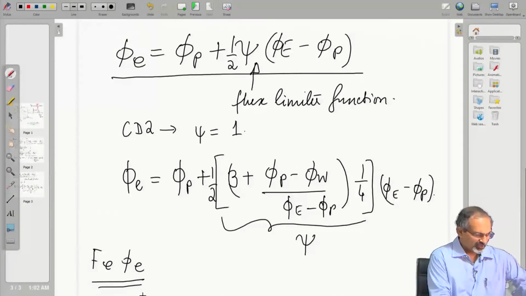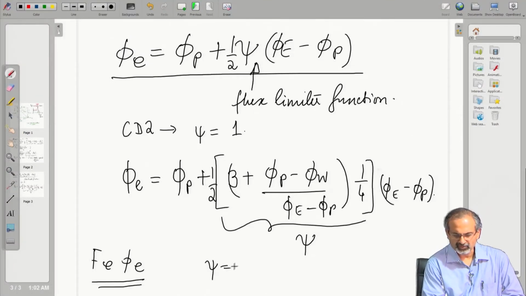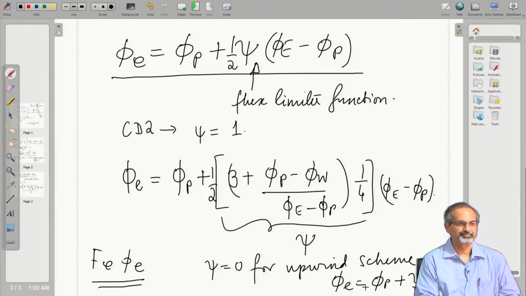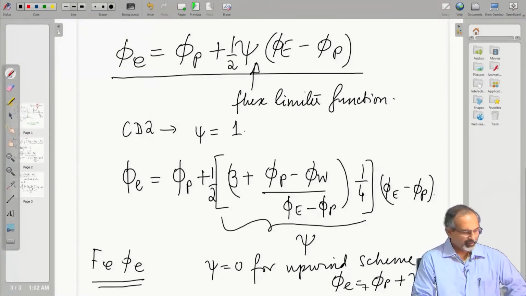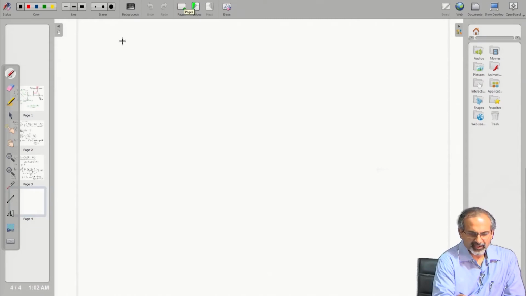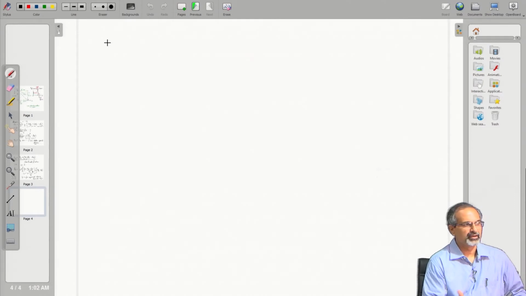So, let us try to understand what psi would be for the upwind scheme. Straightforward, the psi would be 0. Why is it? Because phi e is equal to phi p, and therefore, it is 0 times psi. That is plain and simple. Now, if I were improving the formal order of accuracy of the first order upwind scheme by going in for, say, a second order upwind scheme, which we often call the LUD scheme or the linear upwind differencing scheme.